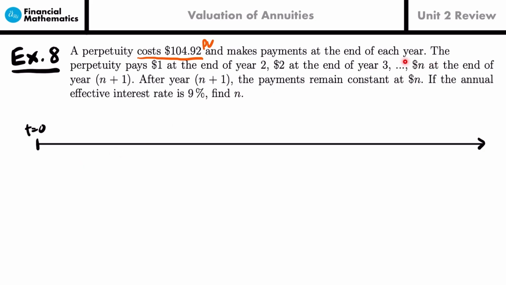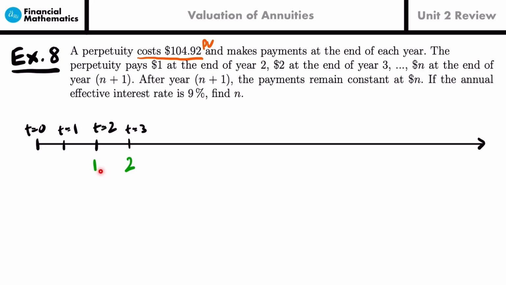And where would the first payment of the perpetuity be? Well, we know that the perpetuity pays $1 at the end of year 2. That is the time of the first payment. So we have year 1, t equals 1, and then year 2, t equals 2. At the end of that second year, at time equals 2, there is a payment of $1. All right, so I'll put $1 at time 2. And then after that, we have $2 at the end of year 3. So if I write in time equals 3, then we'll have $2 at that time. And this pattern is going to continue.